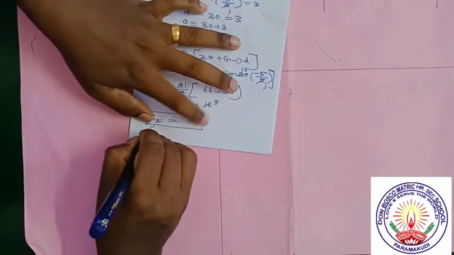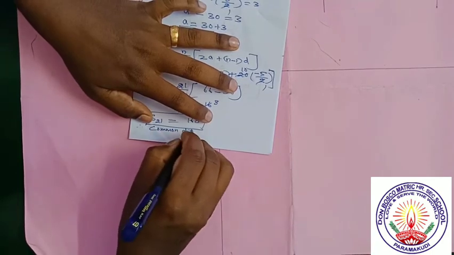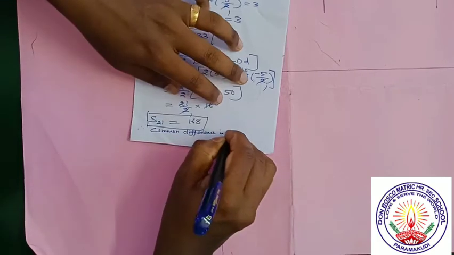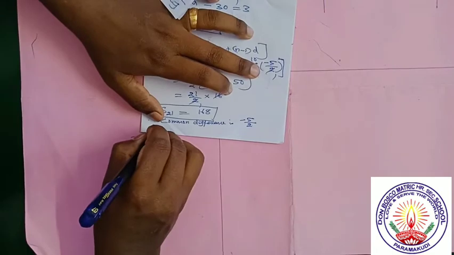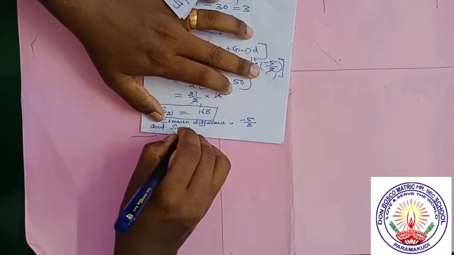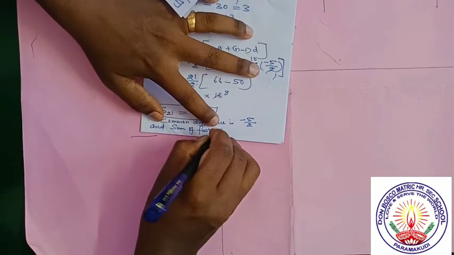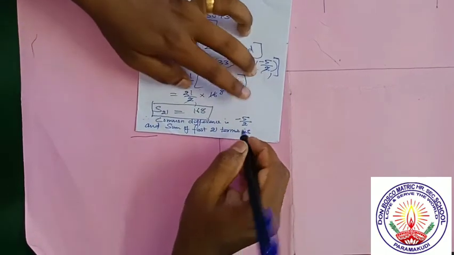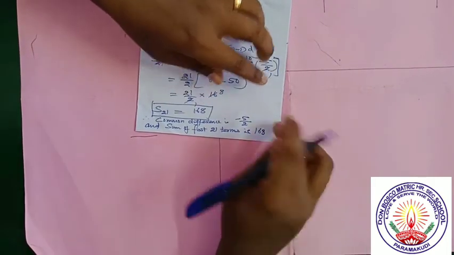Therefore, the common difference is minus 5 by 2 and the sum of the first 21 terms is, what is the answer? 168. This is a very important 5-mark question.